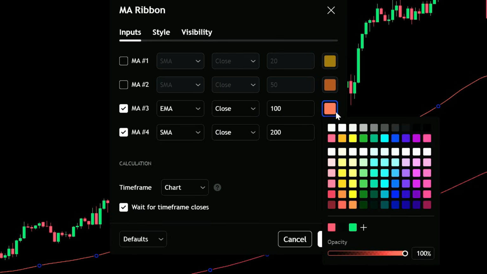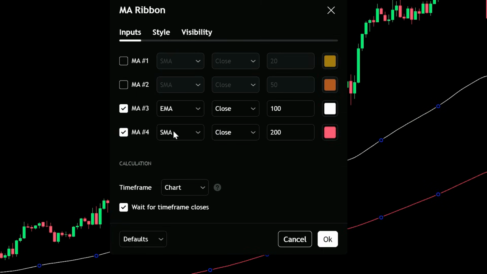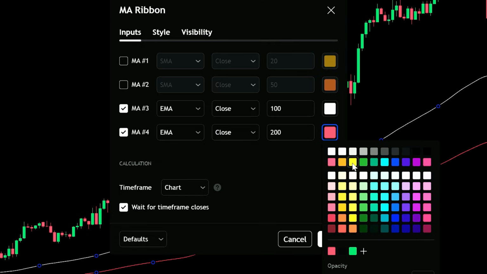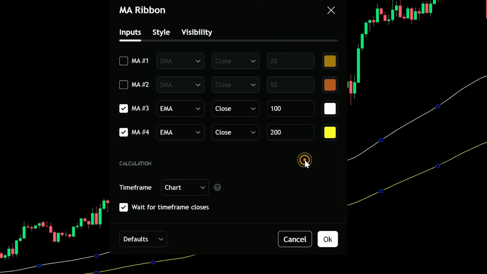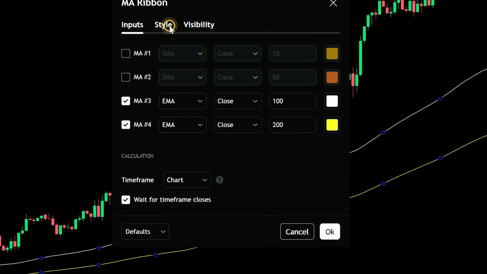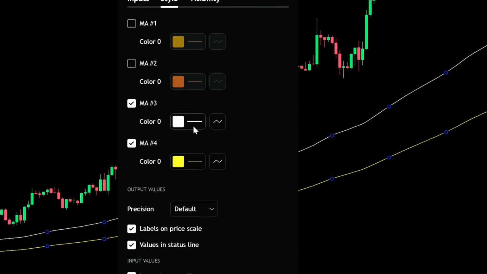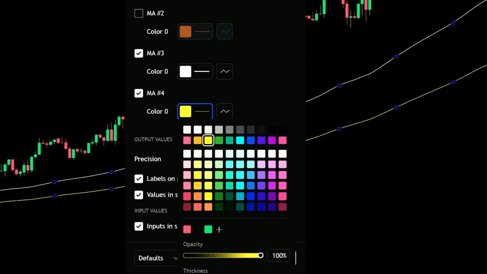Now change the color to white. Then go to the fourth option, also change it to EMA. Keep the source on close, and now set the period to 200. Changing the color to yellow would be better. If the lines look too thin, go to the Style tab and make them thicker so they're easy to see. And that's it, no extra settings.